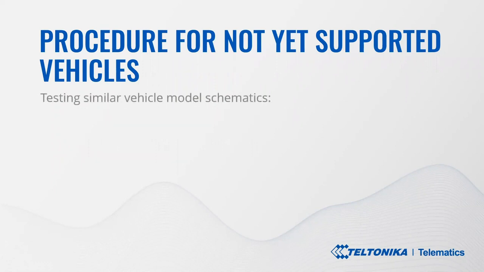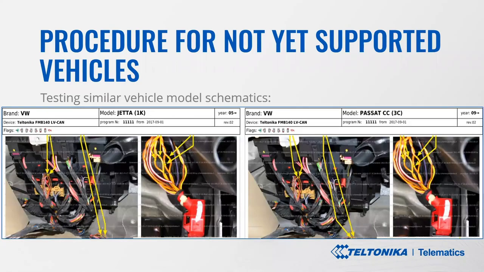Some of the vehicle models are based on a single platform and may have identical connection, wiring, or program number. As defined here, we have an example of a Jetta made from 2005. It is based on the same platform as the Passat CC from 2009. Basically, the program number used is identical, and the wiring harness is also identical.